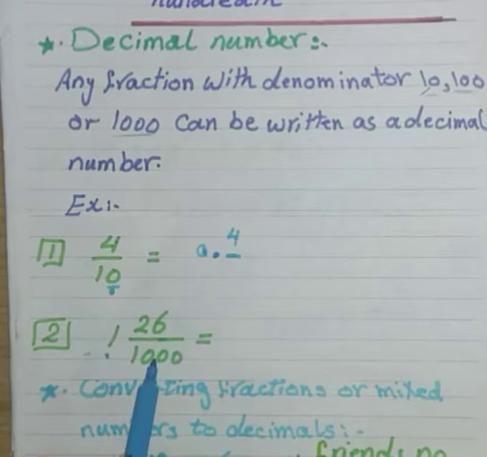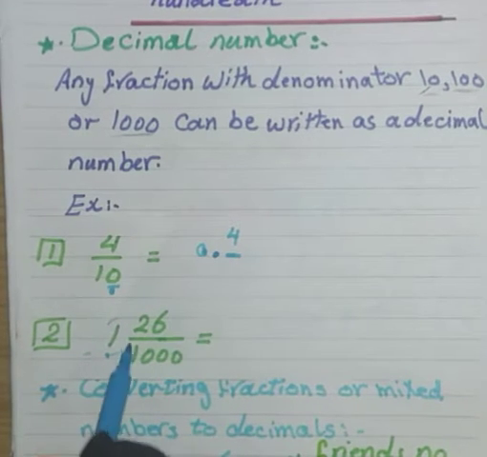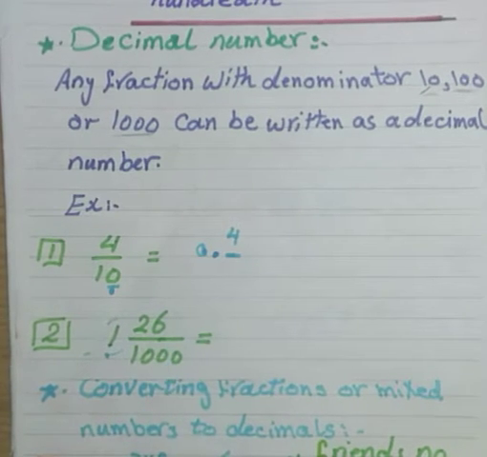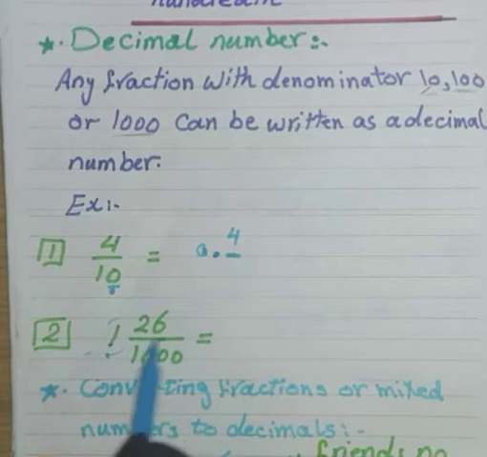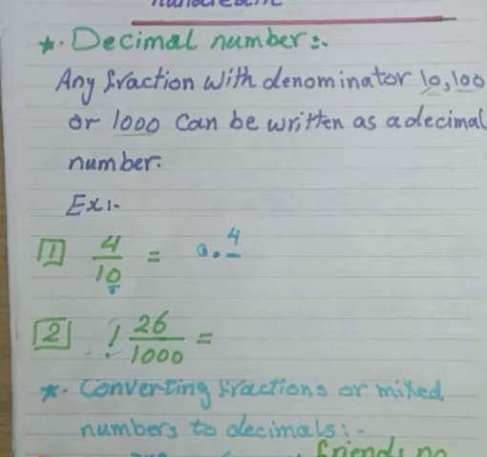All of this number is called a mixed number. What is the meaning of the mixed number? We said before that the mixed number is a number that contains a whole part and a fraction part. Whole part and a fraction part. So now I want to convert this mixed number to a decimal number.